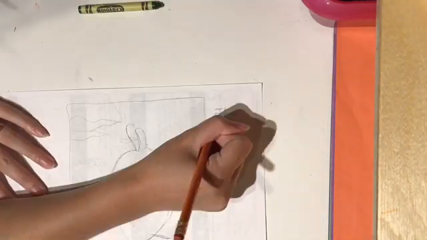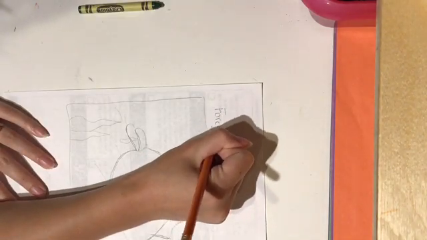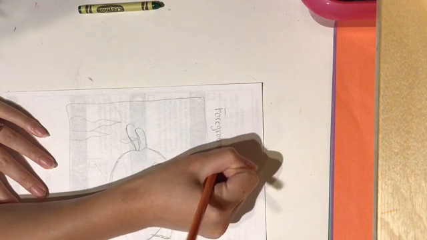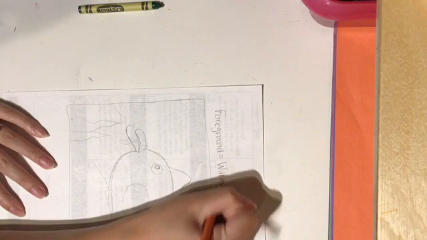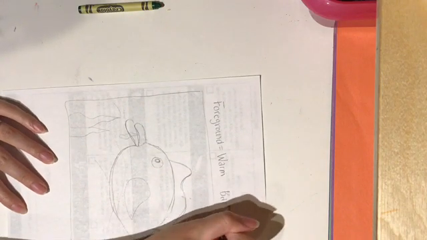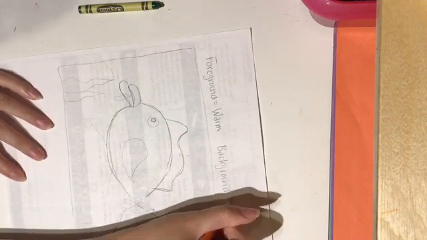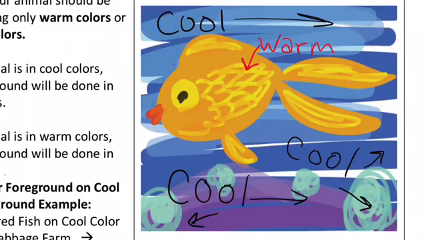So now I need to decide, is my foreground going to be warm, or is my background going to be warm? I think I'm going to make my foreground warm colors, my goldfish, and then the background makes sense to be cool colors since it's underwater. So remember, you want your foreground to be opposite your background. So if your foreground is warm colors, your background will be cool colors. So here's the example that I made before. You can see that my fish is warm colors and my background, the underwater cabbage farm, is in cool colors.